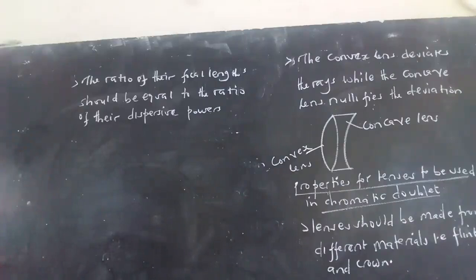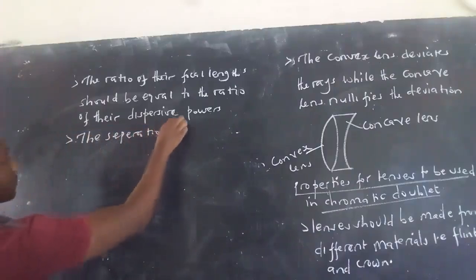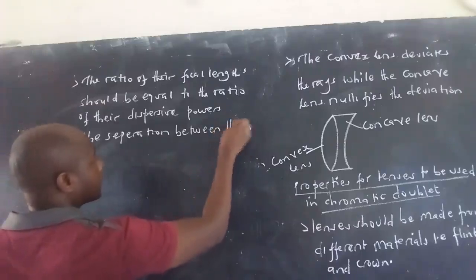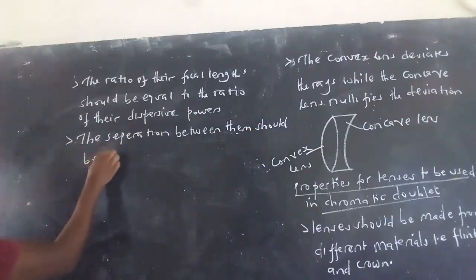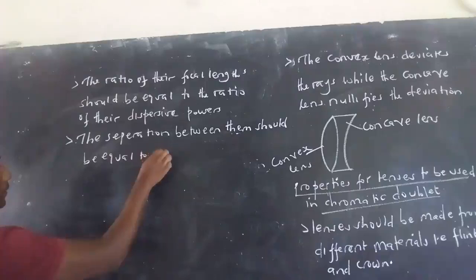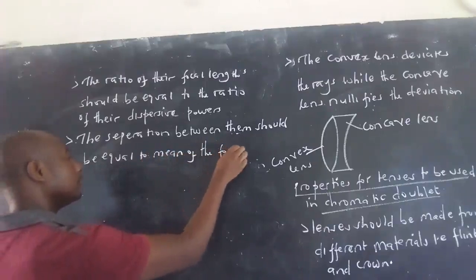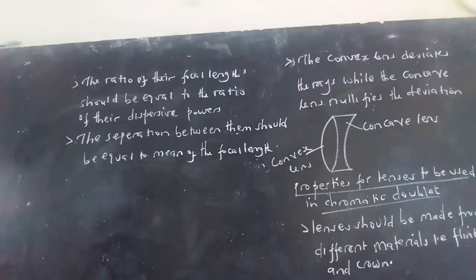Then next we shall say that the separation between them should be equal to the mean of their focal length. Cool. That's if they are not in contact, okay? If they are not in contact.